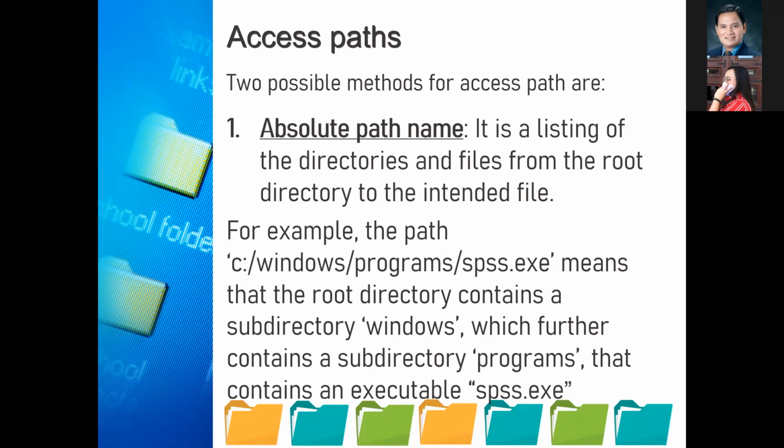Next, access path. Two possible methods for access path; first is the absolute path name. It is a listing of the directories and files from the root directory to the intended file. For example, the path windows/program/spss.exe means that the root directory contains a subdirectory Windows, which further contains a subdirectory programs that contains an executable SPSS.exe.